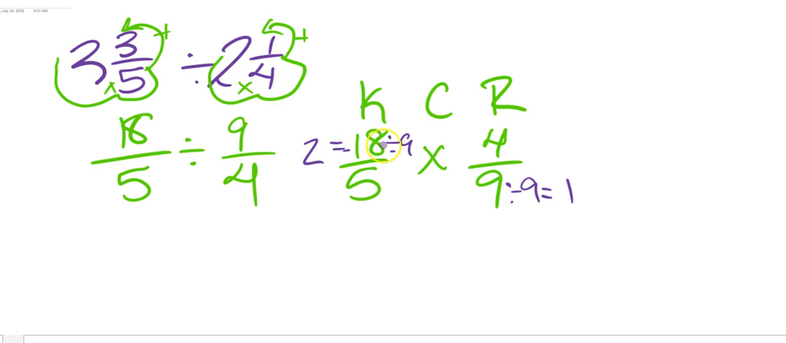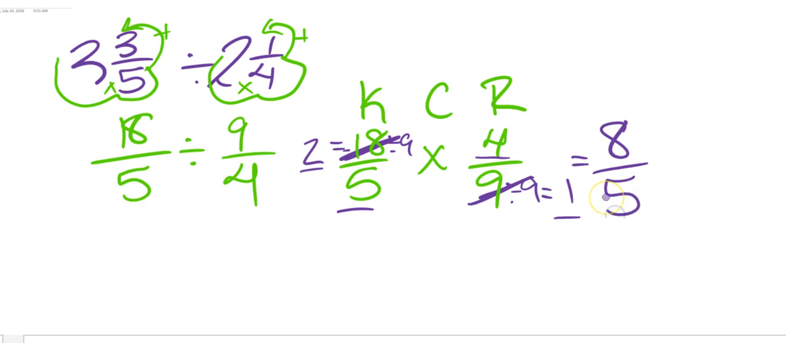So let's cross off our old numbers. We can't really do it with the 4 and the 5, so we're just going to leave those the same. But now we can multiply our numerators. So now we have 2 times 4, and we get 8. Then 5 times 1 gives us 5. Now we don't leave our answer as an improper fraction, remember? So we're going to divide 8 by 5.